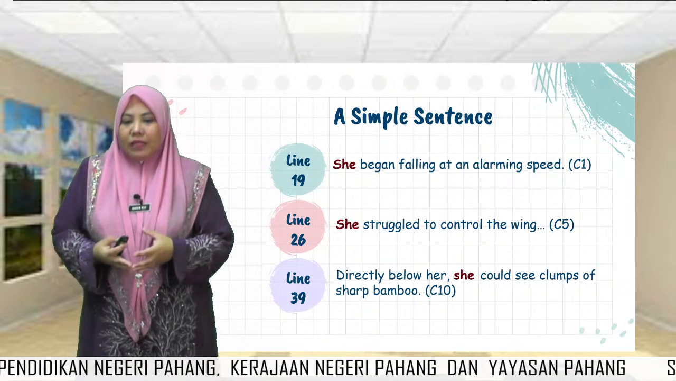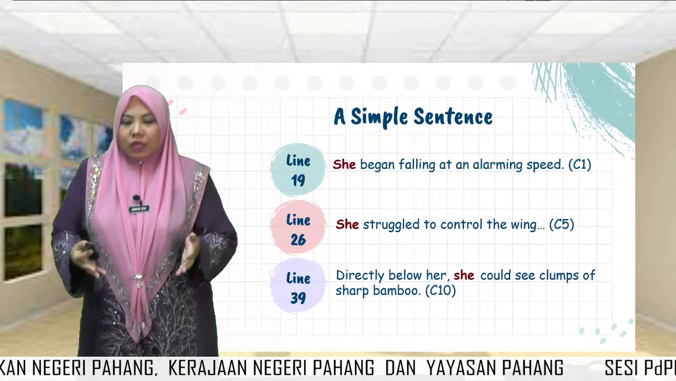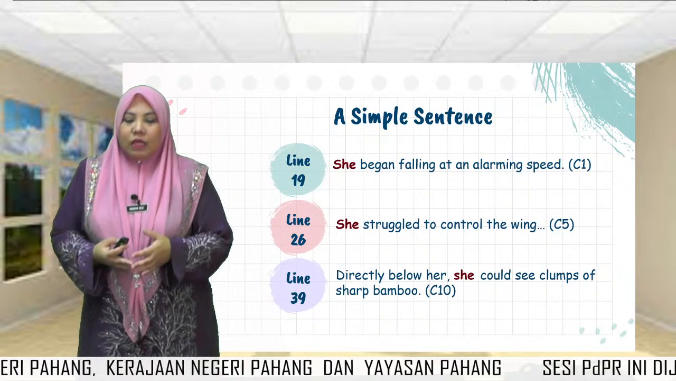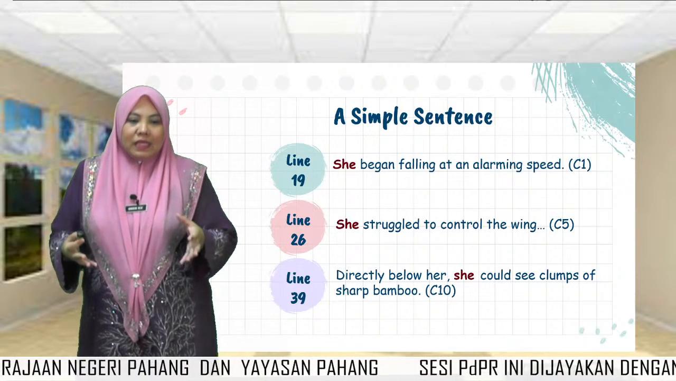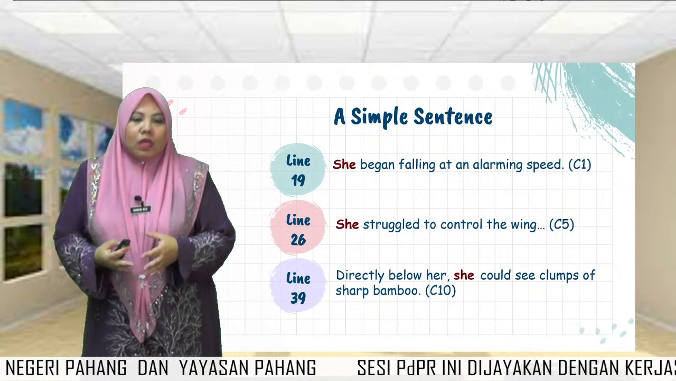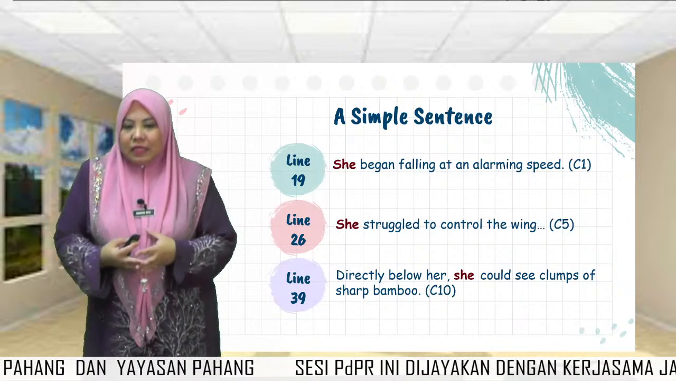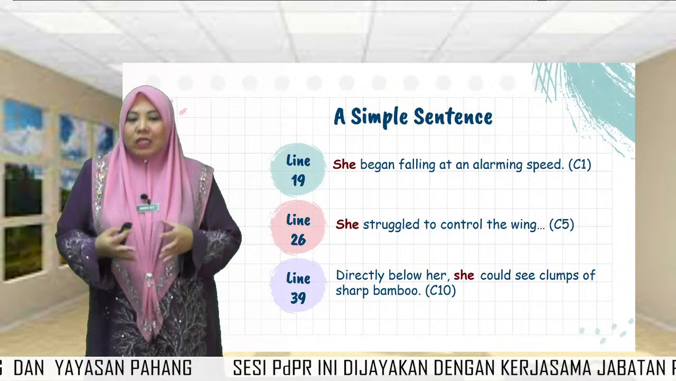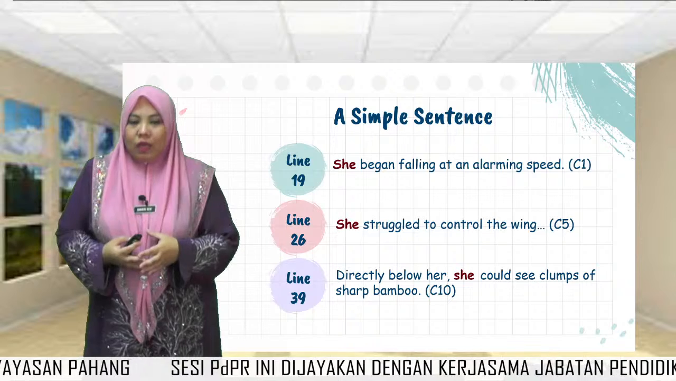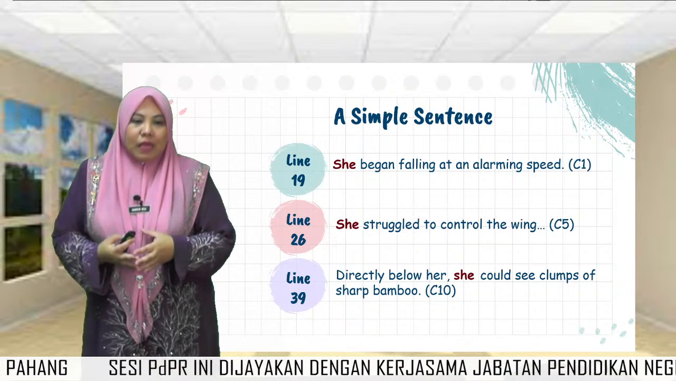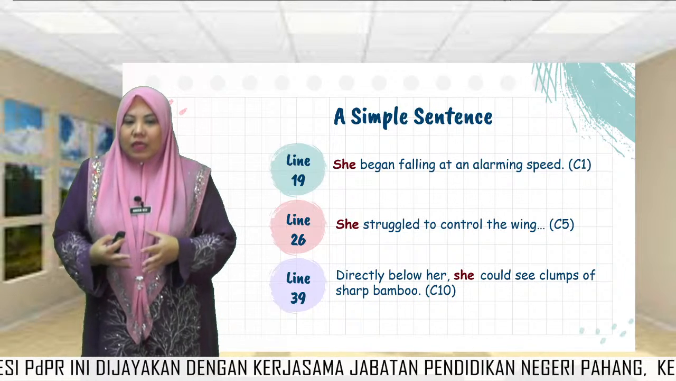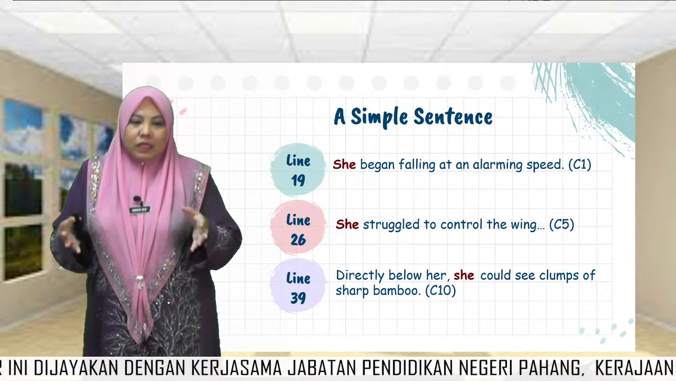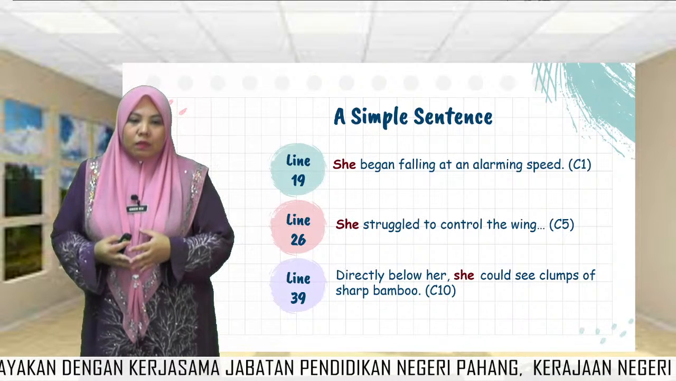These are some examples taken from the passage. Content points that are in the form of simple sentences. Number 1 is in line 19: She began falling at an alarming speed. So this would be in content number 1. The word she is the subject, whereas began falling at an alarming speed is the predicate. This is the independent clause.